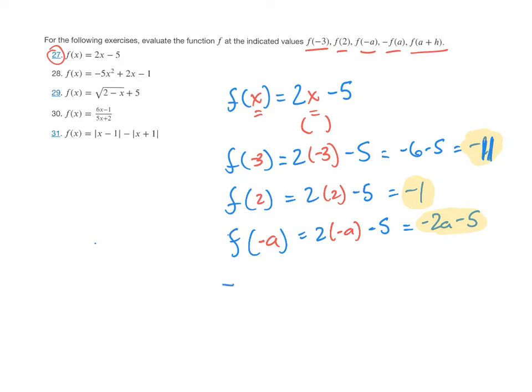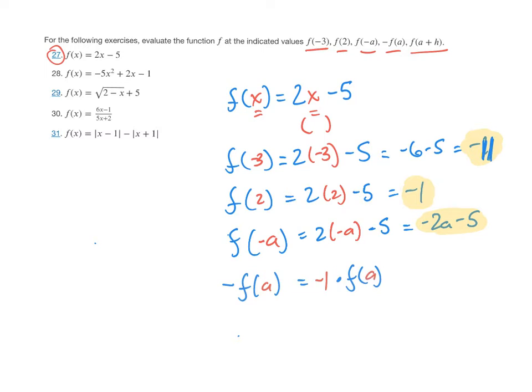Next, we're doing negative f of a. So there's a couple things going on here. This negative sign on the outside acts like a multiplication by negative 1. So when you see something like this, you should be thinking that this is negative 1 times whatever f of a is.